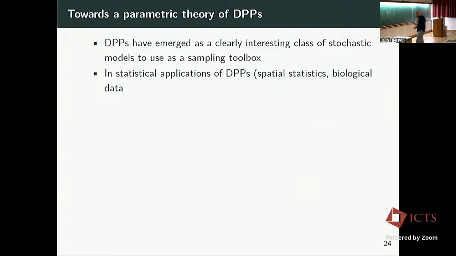But you can also think of a situation where the DPP you are using is a statistical model. For instance, if you have a collection of points which you are trying to model, and you know a priori that there is some kind of repulsion behavior going on in the points, and I will come to some examples very soon. Then of course, in the classical spatial statistics literature, which is a very important application of these kinds of ideas.